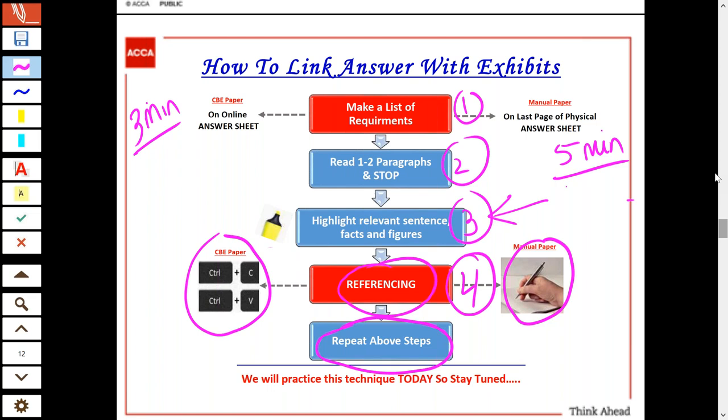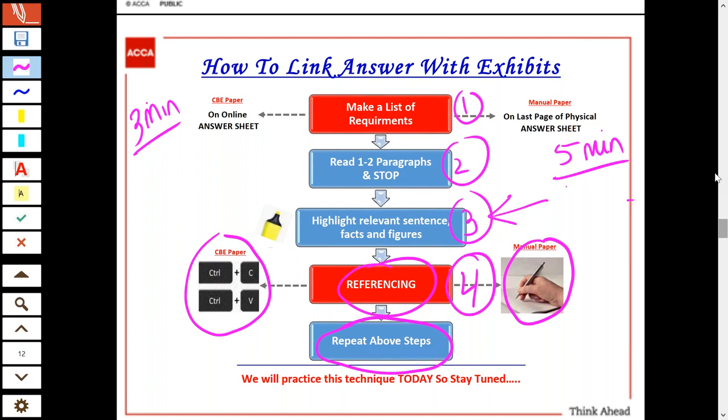Is formatting necessary? Oh yes. Just imagine you are sending something to the board of directors. Will you not make it look nice and professional? Do we read and reference all the exhibits at once? I will tell you later. So no need for an answer plan? No, your referencing is your answer plan. How much time in total should we spend? I will let you know after 2 days, on the third day.